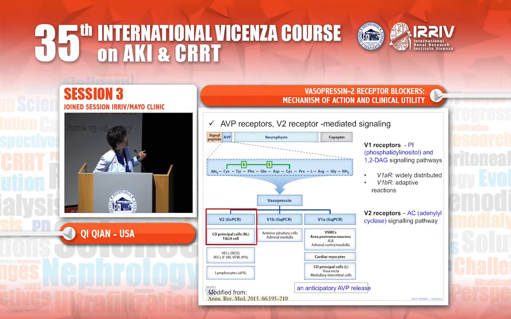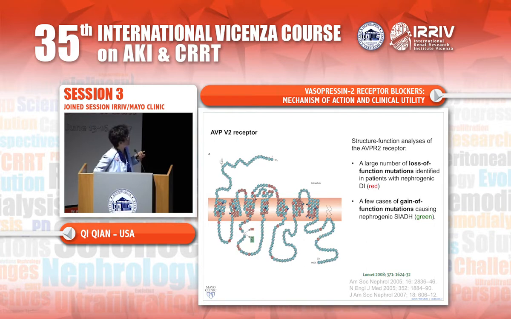In terms of AVP receptors, we have the V1 receptor. V1A is highly expressed, almost ubiquitously, but mainly in the vasculature, regulating vascular contractility. The V1B receptor has a lot to do with the pituitary and habit-forming reactions, and the V2 receptor is mainly in the collecting duct and the thick ascending limb of Henle in the kidney, and we will focus on the V2 receptor. The V2 receptor is very well known.